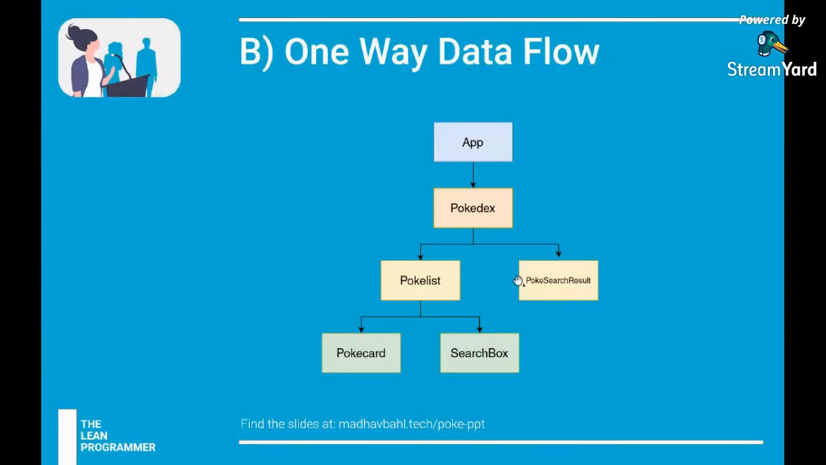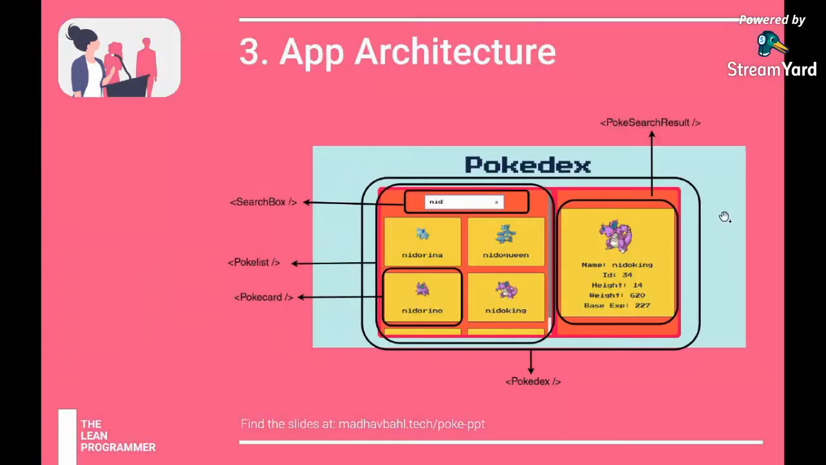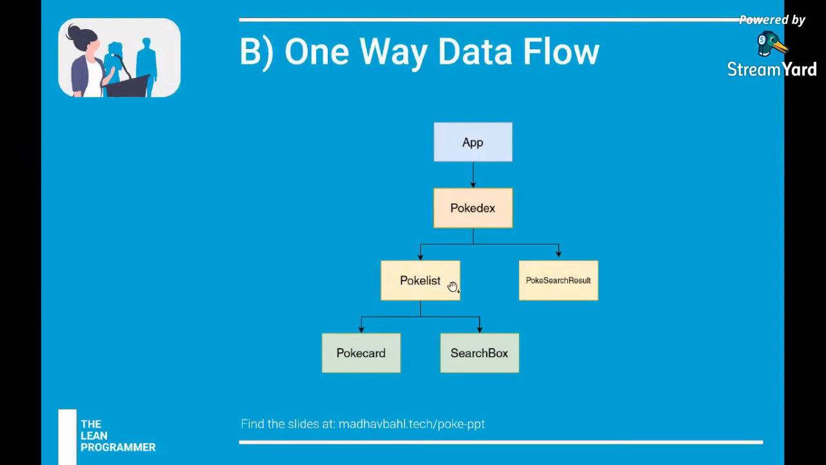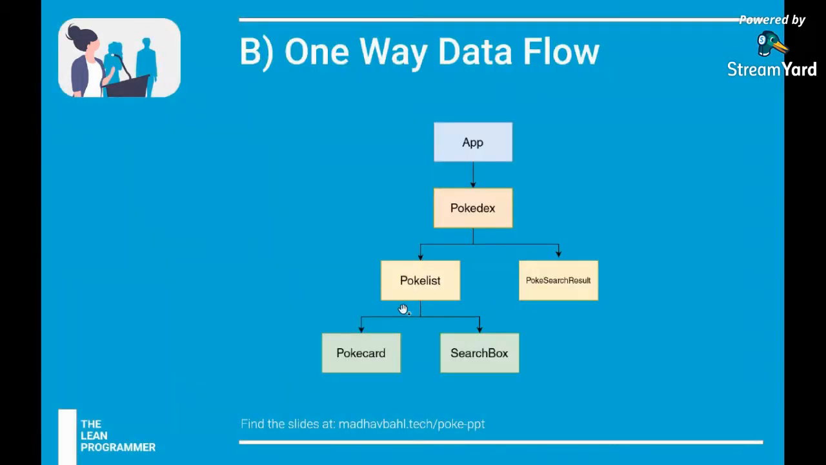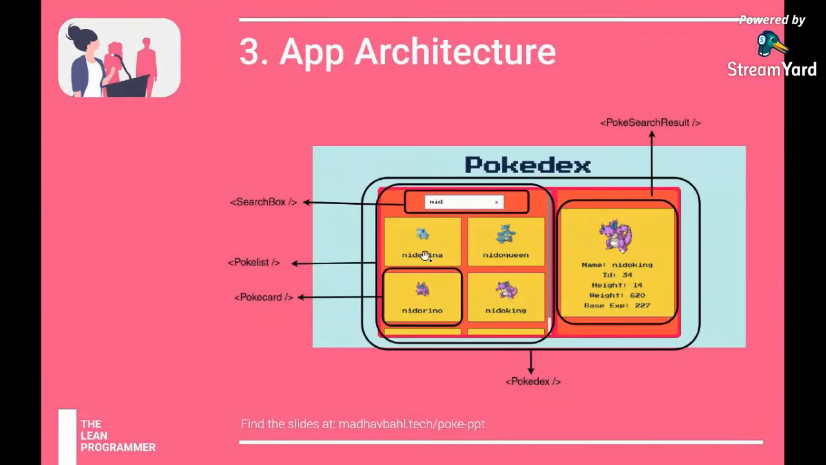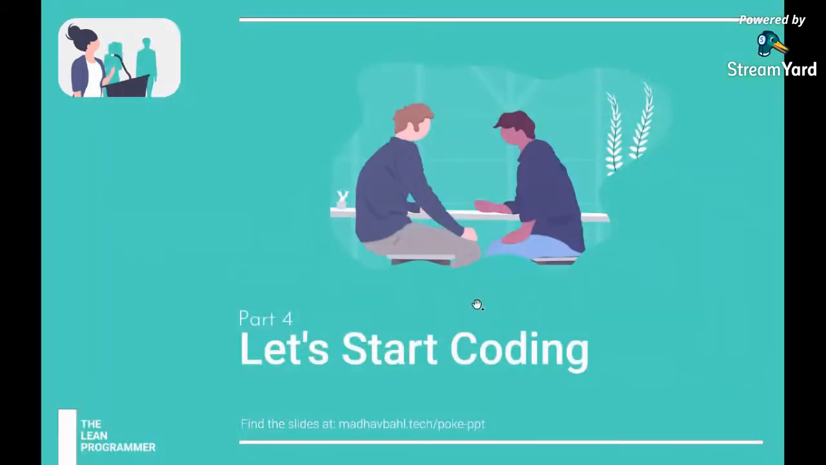There will be multiple instances of this Poke card, just as it's shown in this particular flowchart. The app will have one child, which is Pokedex. Pokedex will have two children. The left one is PokeList, the right one is Poke search result. And PokeList will have many children, but overall two types, because one is search box and one is Poke card. And there will be multiple instances of Poke card, as many Pokemons as there are.